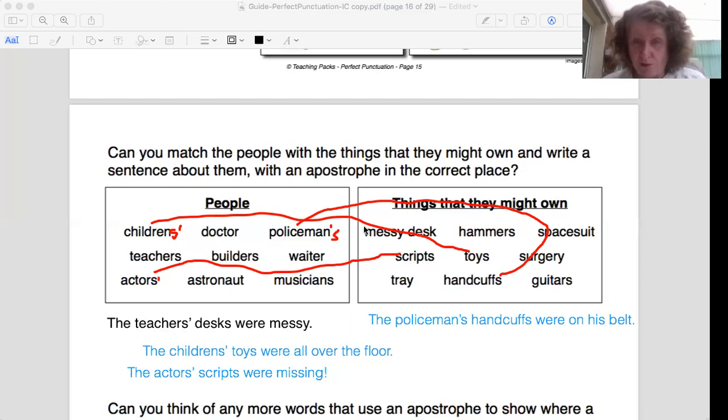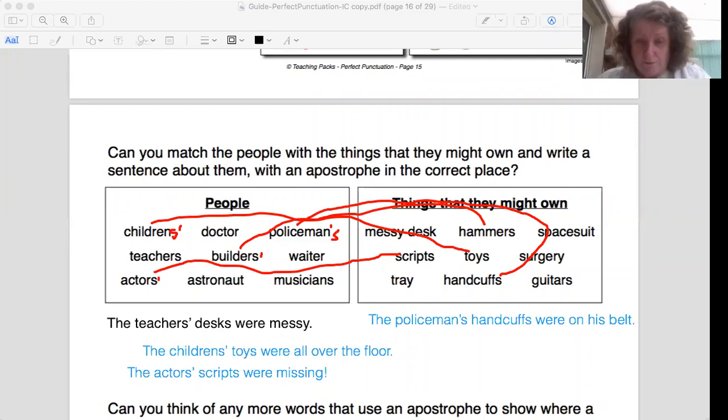Now, I'm not going to have time to do all of these, but I will try to do a few more. Okay, let's look at this one. The builders' hammers. I'm going to assume again there's more than one builder. So let's see what we can do here. So I've put the apostrophe after the S. Let's see what we can say about the builders' hammers.